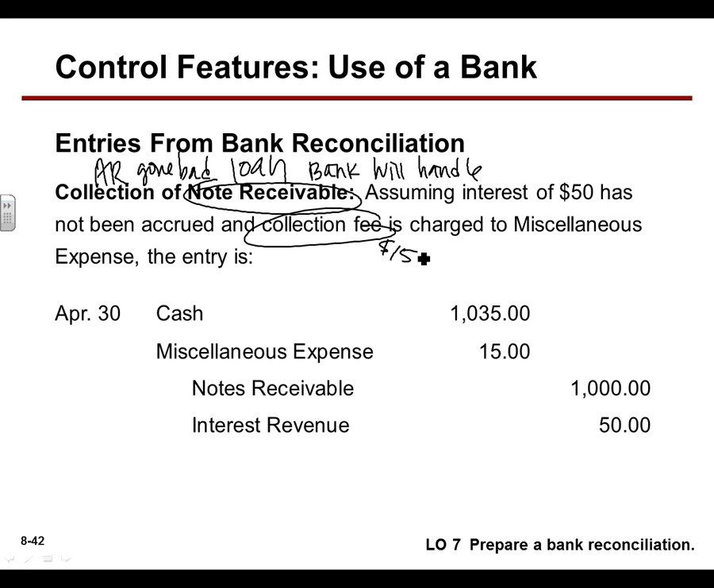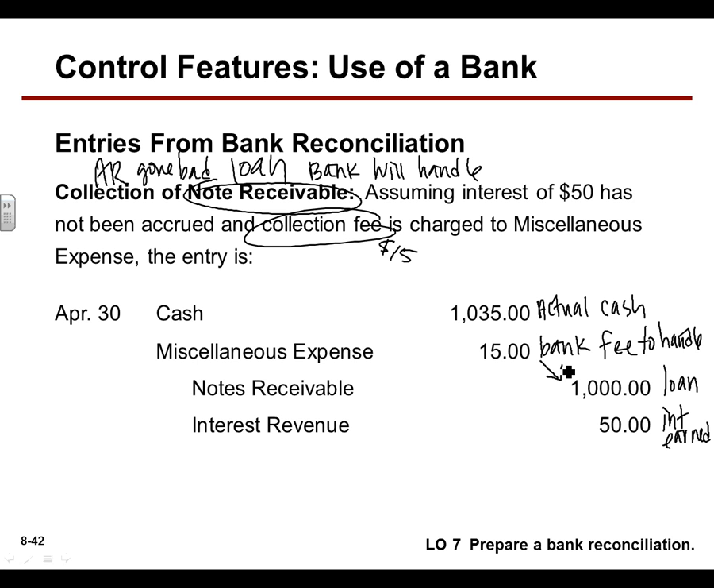The fee. Okay, so here, let's mark this up before you take a picture. This was the loan. This was the interest earned. This was the actual cash. And this was the bank fee to handle this. It's kind of annoying because they didn't tell you it's a $1,000 notes receivable, but whatever.